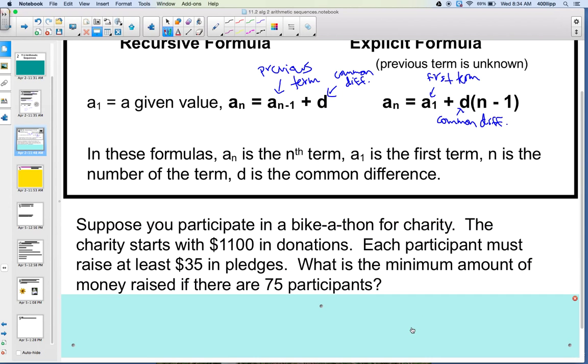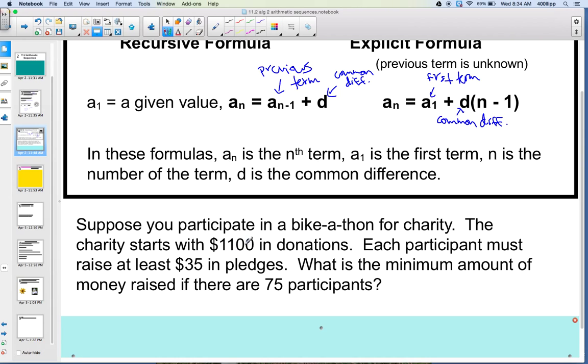It says, suppose you participate in a bike-a-thon for charity. The charity starts with $1,100 in donations. Each participant must raise at least $35 in pledges. What is the minimum amount of money raised if there are 75 participants?